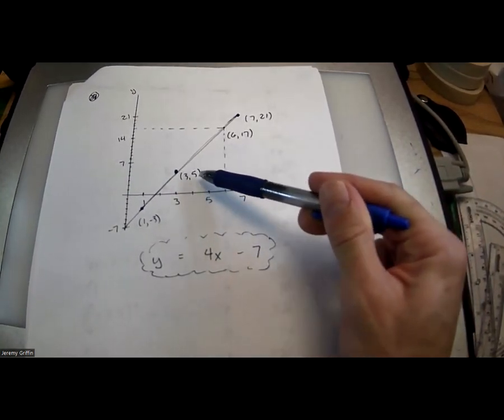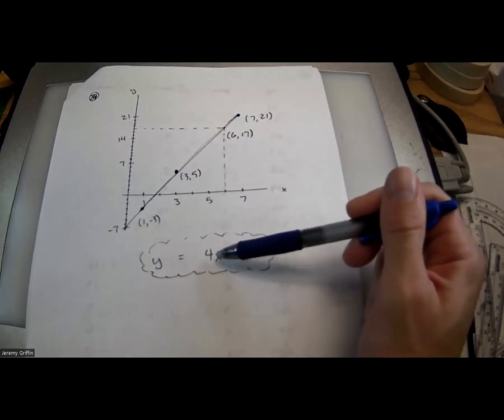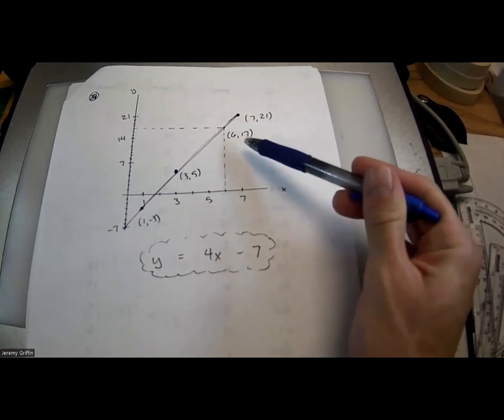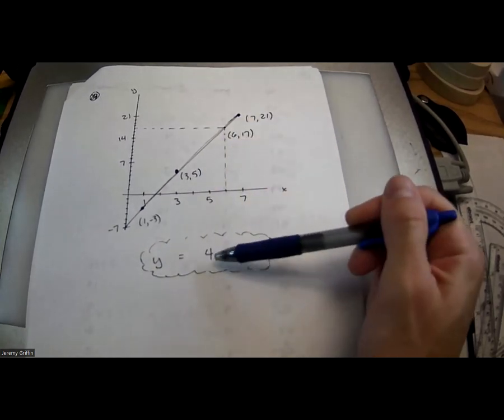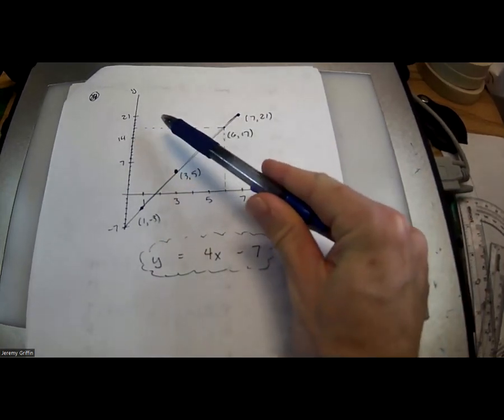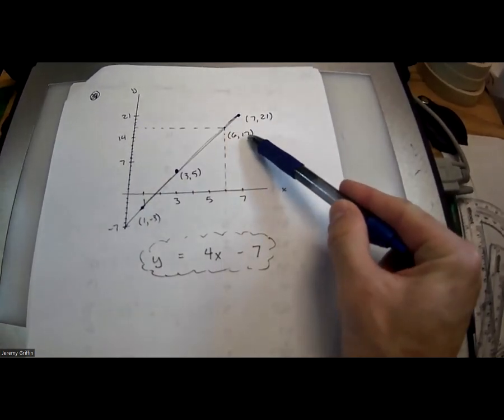If you plug in 3, you should get 5. 4 times 3 is 12. 12 minus 7 is 5. Okay, it checks out. And the other two do also. So then if you plug in 6, 4 times 6 is 24. 24 minus 7 is 17. Okay, also lies on the line. That's the answer. The y coordinate is 17.